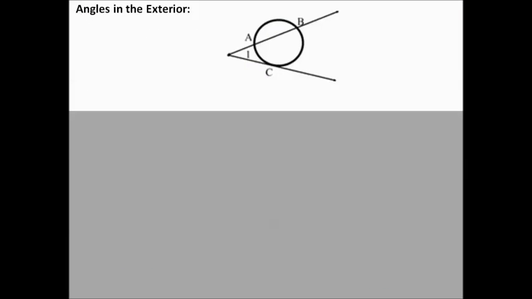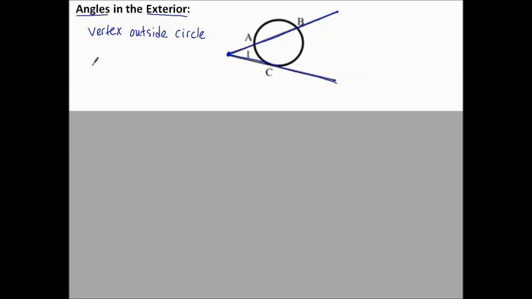Finally, angles in the exterior. Again, an angle, but now exterior. Think vertex outside the circle. Like in this picture, here are the sides of the angle. One's a secant, this one's a tangent. See where they meet? Outside the circle.